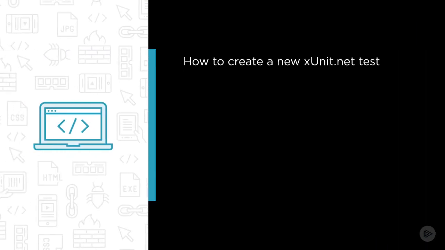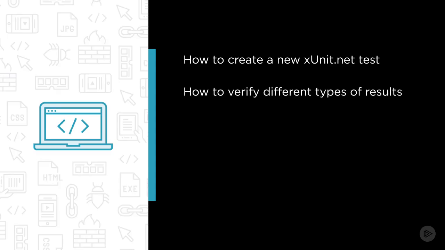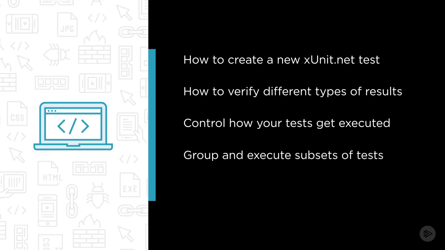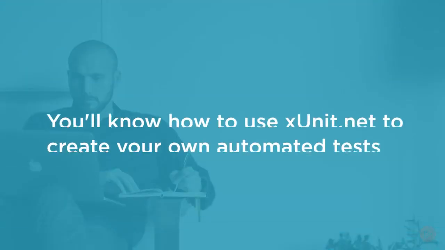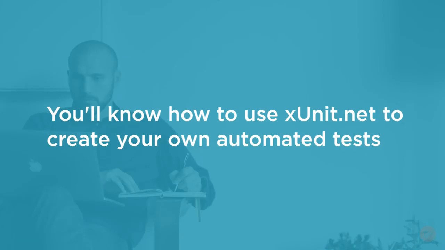Some of the major topics that we'll cover in this course include how to create a new XUnit.net test project, how to verify different types of results, how to customize and control how your tests get executed, how to group and execute subsets of tests using categories, and how to reduce the amount of test code you need to write by creating data-driven tests. By the end of this course, you'll know how to use XUnit.net to create your own automated tests to help you find bugs before they get to production.